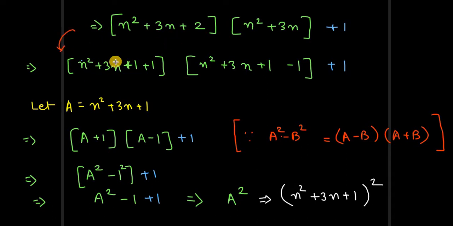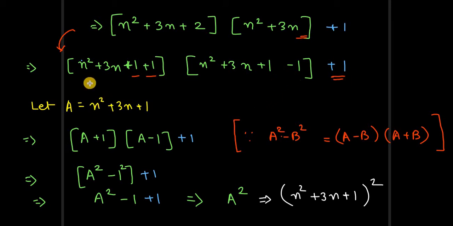Now n square plus 3n plus 2 can be written as plus 1 plus 1. 2 can be written as 1 plus 1. ठीक है, यहाँ पर 2 को हम लोग 1 plus 1 जैसे लिखते हैं, और यहाँ पर कुछ भी नहीं है, that is यहाँ पर plus 0 है, n square plus 3n plus 0, so we can write it as plus 1 minus 1. Yes, we can write, and here plus 1 will continue.